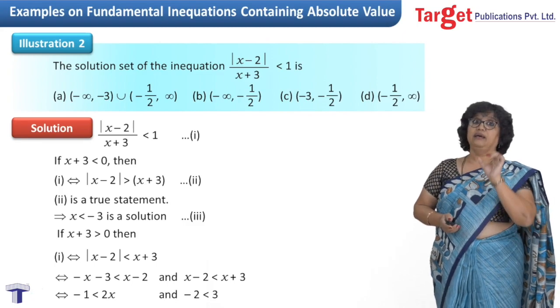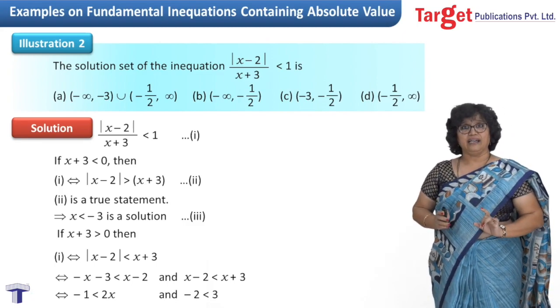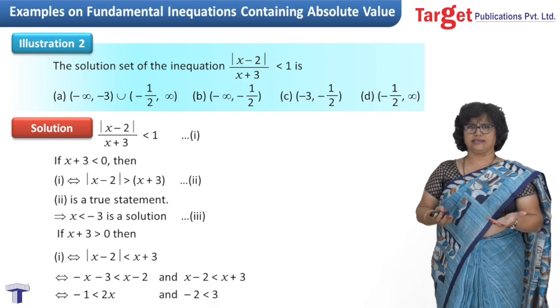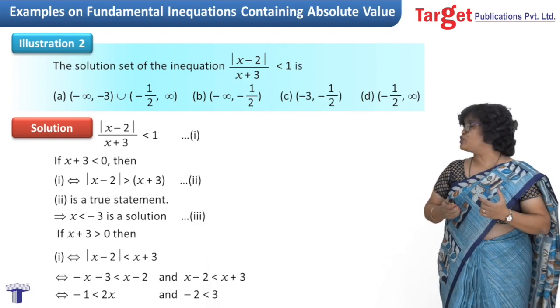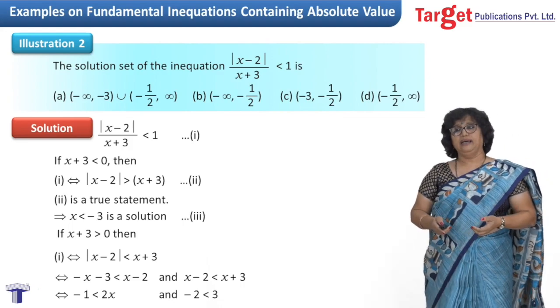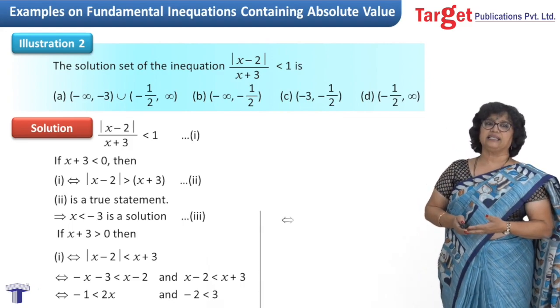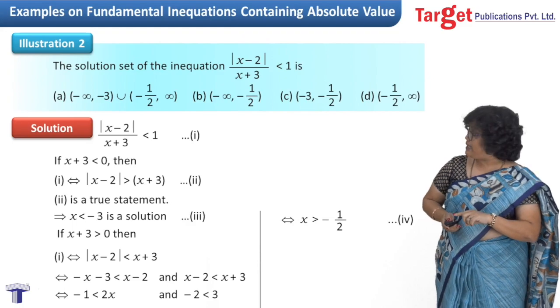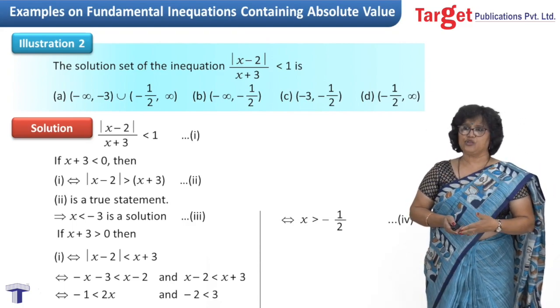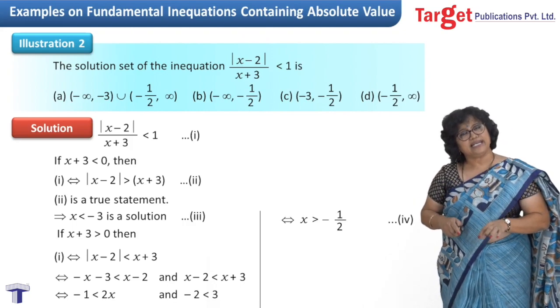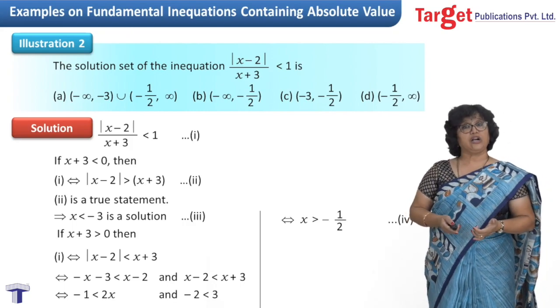And mind you please, between we have written "and". So the second part actually is not disturbing us at all. The only part which is of our interest is 2x greater than minus 1. And this leads to x greater than minus half. X greater than minus half lies in the region x greater than minus 3. So my second case solution is x greater than minus half, the common part of both.